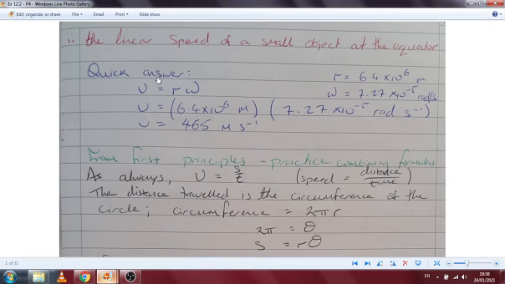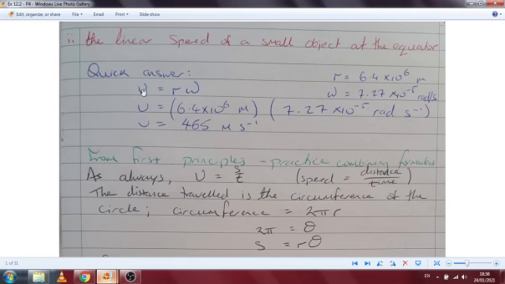So for the quick answer, velocity is equal to r omega. We know both of these things before. The radius of the Earth is 6.4 by 10 to the 6 meters. We've just found the angular velocity, which is 7.27 by 10 to the minus 5 radians per second, which gives us a velocity of 465 meters per second. And that is a very, very large velocity. So even though you're only moving a small angle every second, because you're so far away from the center of the Earth, you're going at a very big speed.